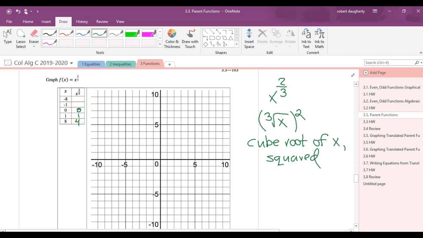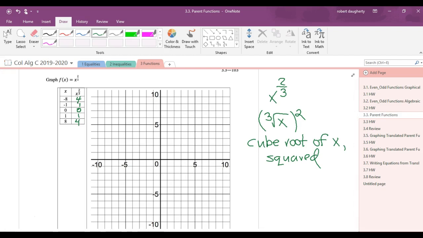What number can I multiply 3 times and get -1? That's -1. What happens when I square -1? You get 1, okay? Cube root of -8. What number can I multiply 3 times and get -8? That's -2. What happens when I square -2? You get +4, okay?